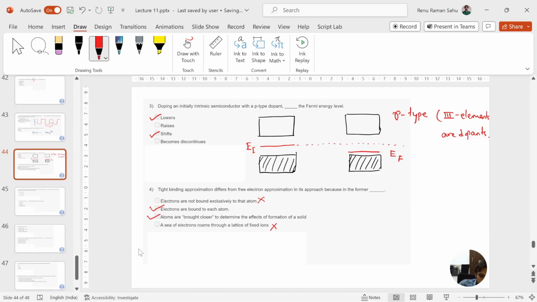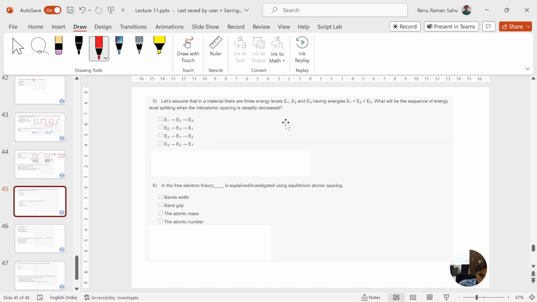Okay. So what about the next question now? Let us assume that in a material there are three energy levels E1, E2, and E3. What will be the sequence of energy level splitting when interatomic spacing is steadily decreased? So what would be the sequence? First, which one will split?